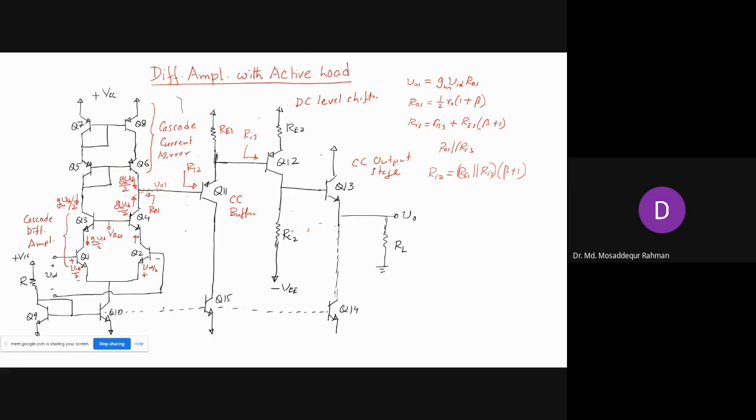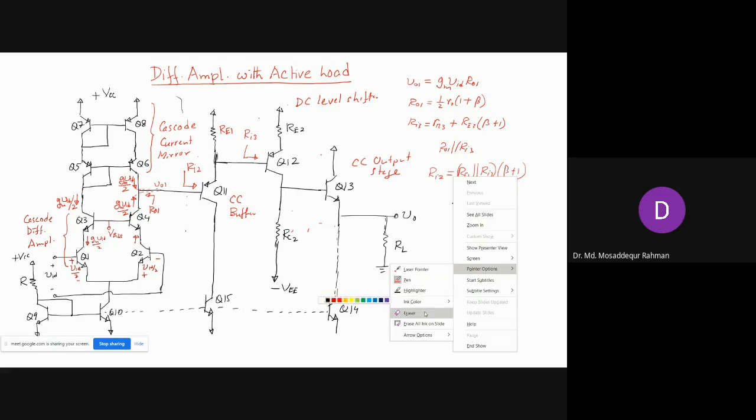Any question? No, sir. How do you control the gain, right? That was the question. Yes, sir. Okay.